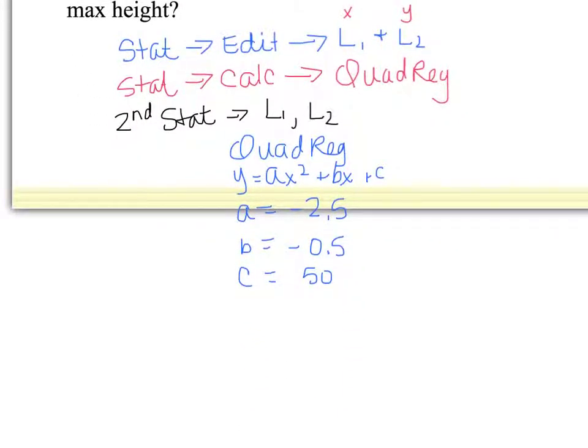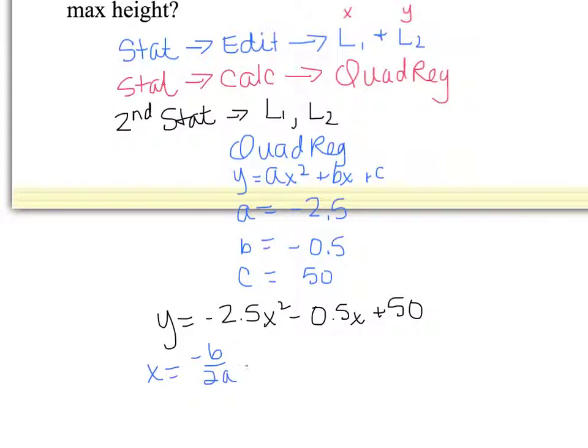So for our vertex, let's rewrite our equation: y equals negative 2.5x squared minus 0.5x plus 50. To calculate our vertex, we're going to take x equals the opposite of b divided by 2a, and the opposite of b gives me 0.5 divided by 2 times negative 2.5. When you simplify that, we end up with 0.5 divided by negative 5, which is equal to negative 1/10. And this negative 1/10 is really my x value.